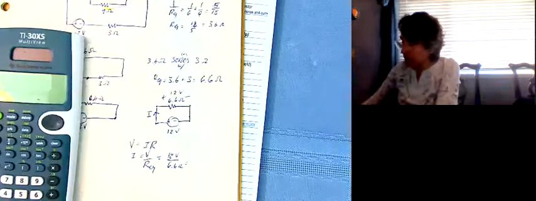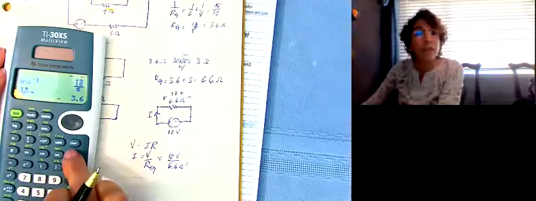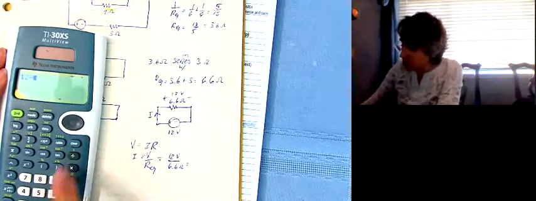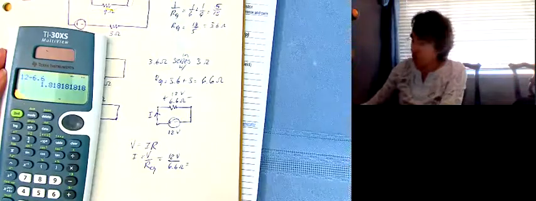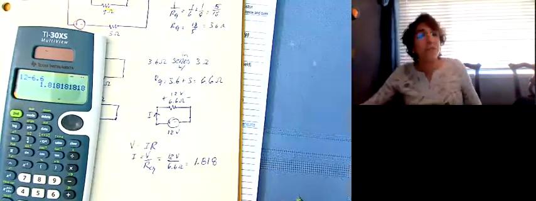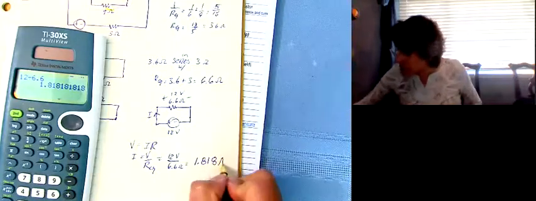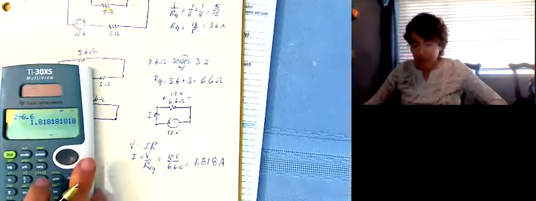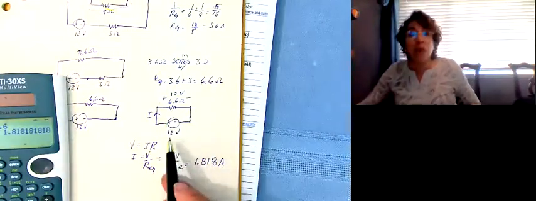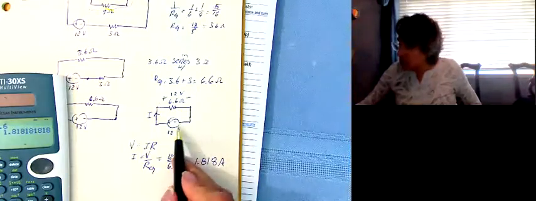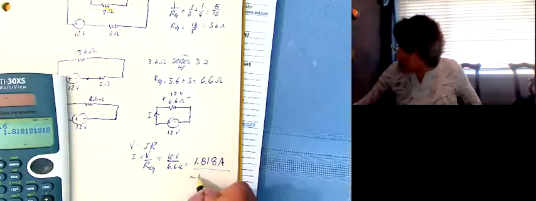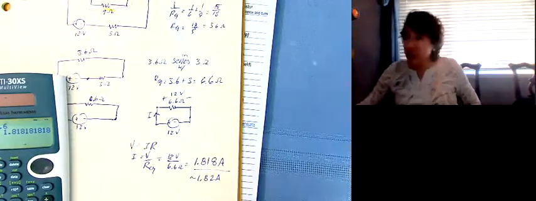What is it? It's going to be less than 2, right? 12 divided by 6.6 is 1.81818181818, etc. amps. That's how much current I have. So we know that I have 1.8 amps coming from the power supply. That's what we're going to start with here. We could say 1.82 amps is the current.